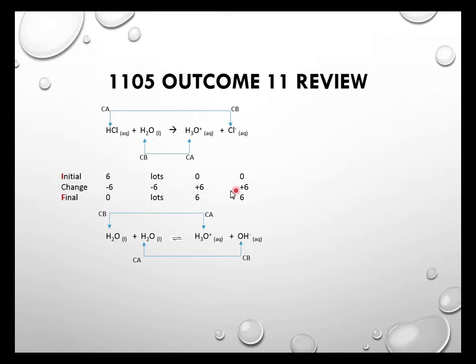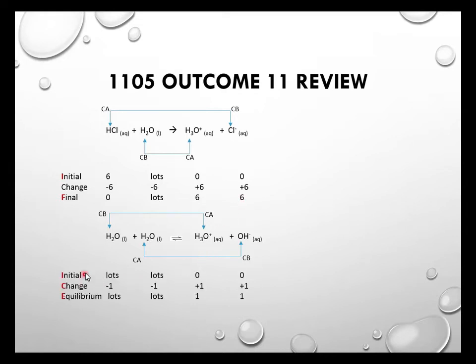And the change line is always in the same ratio as the stoichiometric coefficients in the reaction, which in this case are just 1. If we start with 6 and lose 6, we end up with no HCl's. If we start with lots and lose 6, we still have lots at the end. If we add 6, we now have 6, and if we add 6 to nothing, we have 6 Cl minuses present.